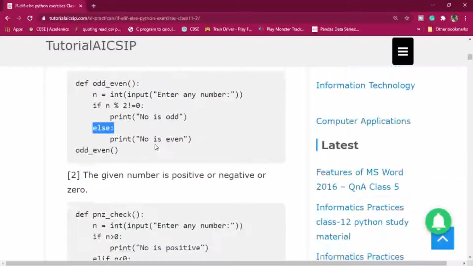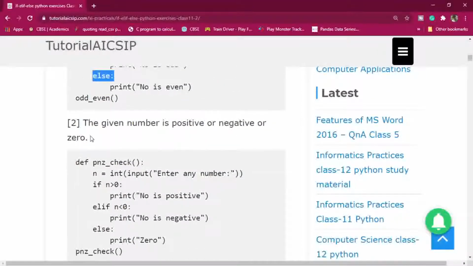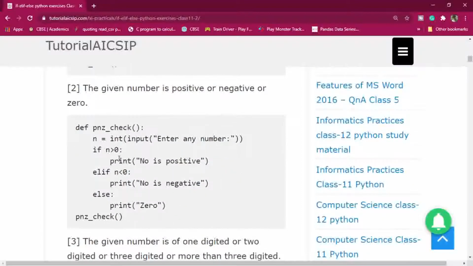Now the next program is to check whether the given number is positive, negative or 0. That means if the number is greater than 0, it is considered positive. When the number is less than 0, it is considered negative, and otherwise it is 0. So here we have three possibilities: either the number is positive, negative or 0. So I have used if, elif, then else.